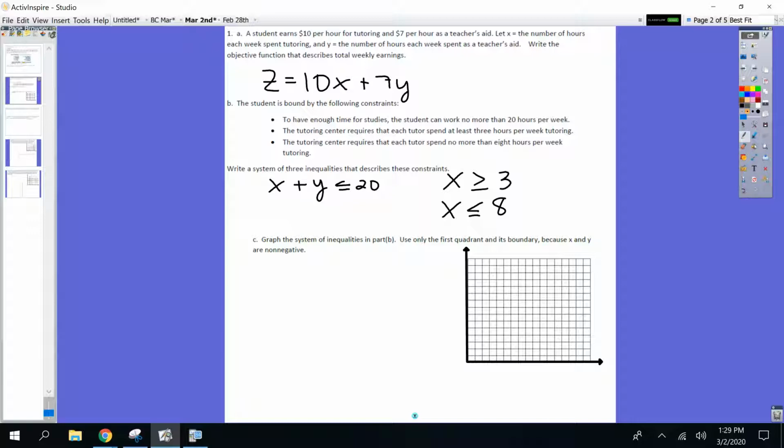Always find the intercepts first. Always find your intercepts. For instance, this one right here. You plug in 0 for x. What's your y-intercept? Yeah, 20. And then you plug in 0 for y. What's your x-intercept? Also 20.